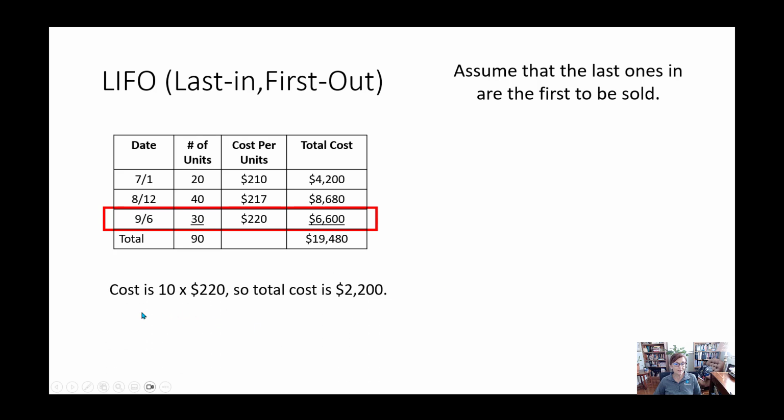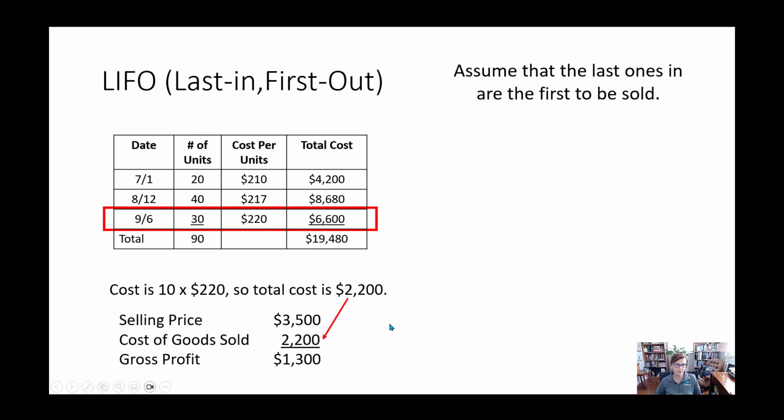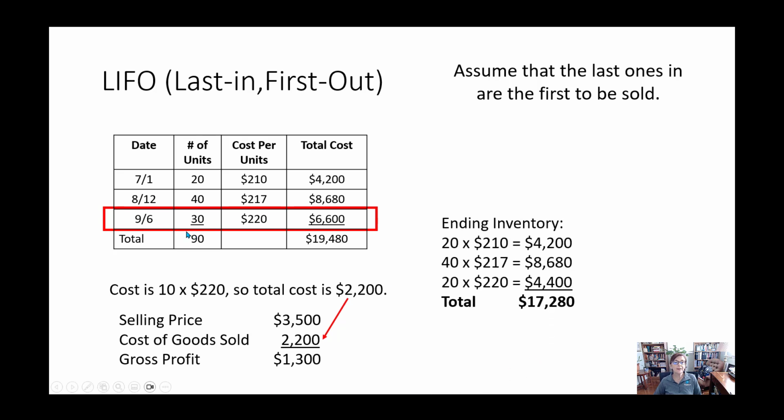So that would mean in this case, the cost of the units that we sold is 10 units times $220, or $2,200. So in this case, our gross profit is $1,300. What's in ending inventory? Everything else. So these 20 are in ending inventory, these 40, and then 20 are left from this purchase here. And so our ending inventory is $17,280, and our cost of goods sold is $2,200. Notice the numbers are different. It's exactly the same circumstance. The same thing happened, but we're accounting for it in different ways so that the numbers are going to show up differently on the financials.